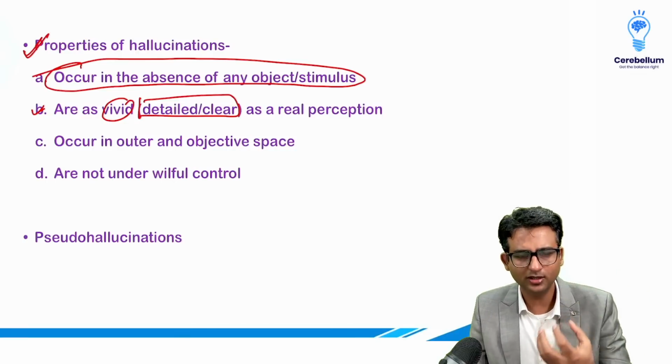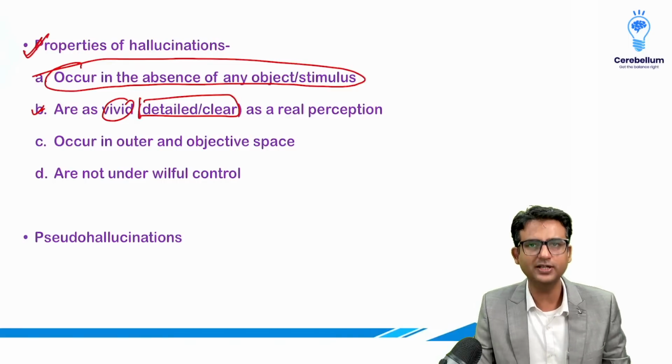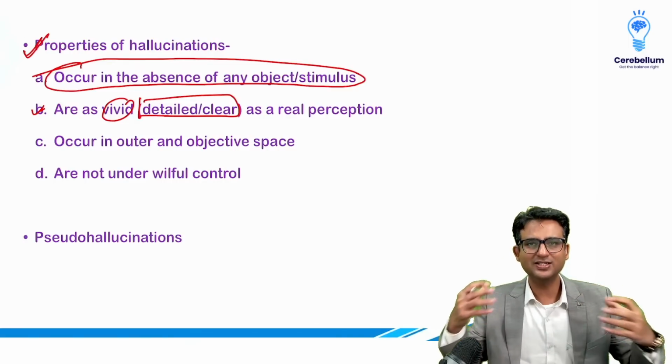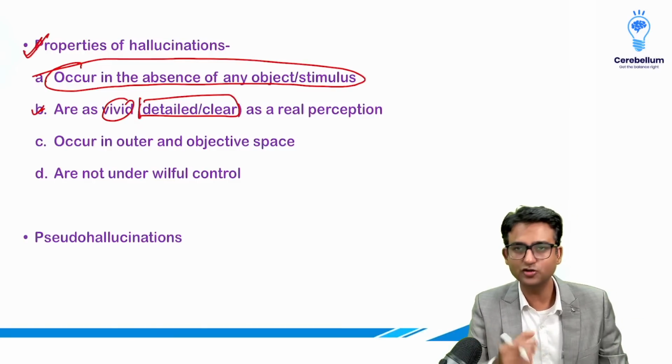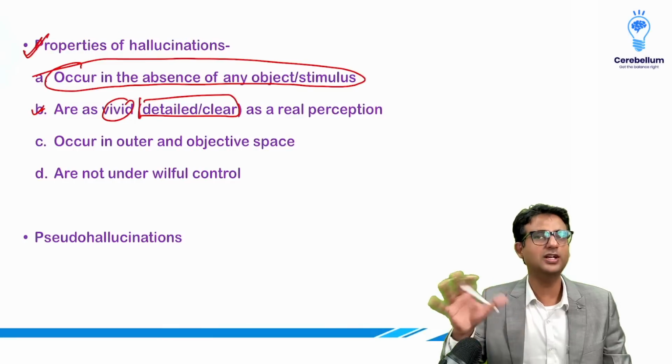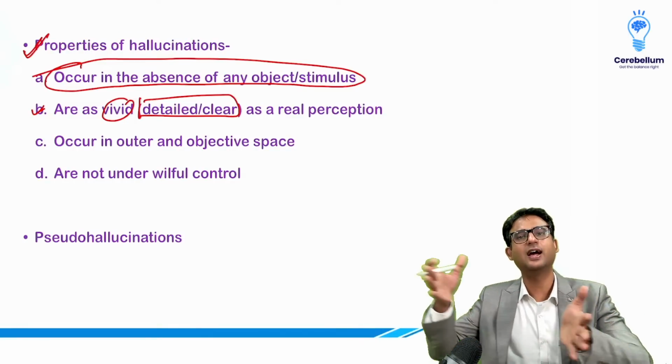For example, you are watching me on your phone screen or your laptop screen. You can watch me very clearly. You can see me very clearly. Everything is clear. Similarly, when a person has hallucination, the hallucination is so clear that the person cannot differentiate between reality and the hallucination.